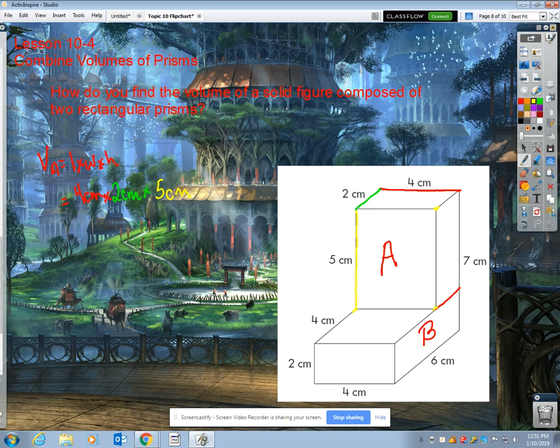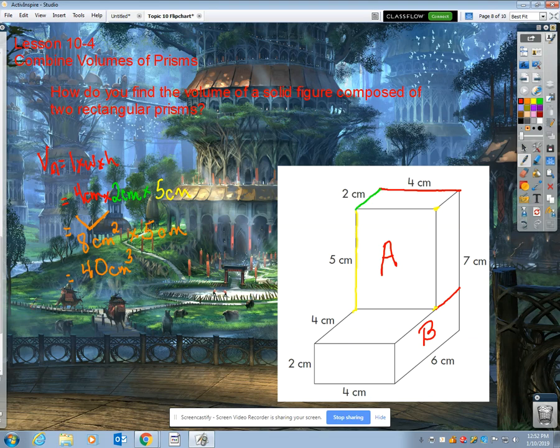We go ahead and do the math, and I'll do the math out for you so that you guys can take a look at it and see. We get 4 centimeters times 2 centimeters. Those two multiplied together is 8 centimeters squared times 5 centimeters. 8 times 5 is 40. And centimeters squared times centimeters is centimeters to the third power. So the volume of A is 40 centimeters cubed, or 40 cubic centimeters.